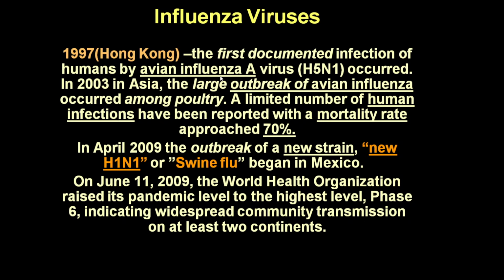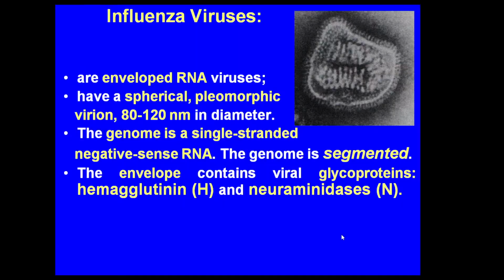But the thing is that the mortality rate in humans was very high in these initial avian flu infections. But then already in the 21st century, in April 2009, a very large outbreak and then pandemic occurs with a new strain, H1N1, that had been called swine flu. It began in Mexico. And in June, the WHO raised its pandemic level to the highest level, phase 6, indicating widespread community transmission on at least 2 continents. But then we know that it spread to all continents in the world.